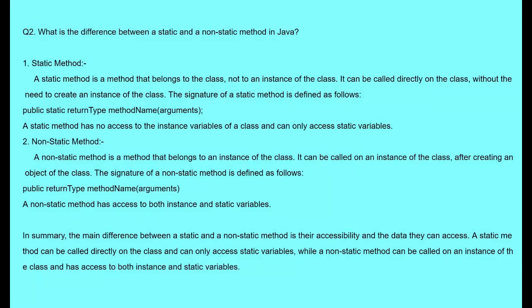In summary, the main difference between a static and a non-static method is their accessibility and the data they can access. A static method can be called directly on the class and can only access static variables, while a non-static method can be called on an instance of the class and has access to both instance and static variables.